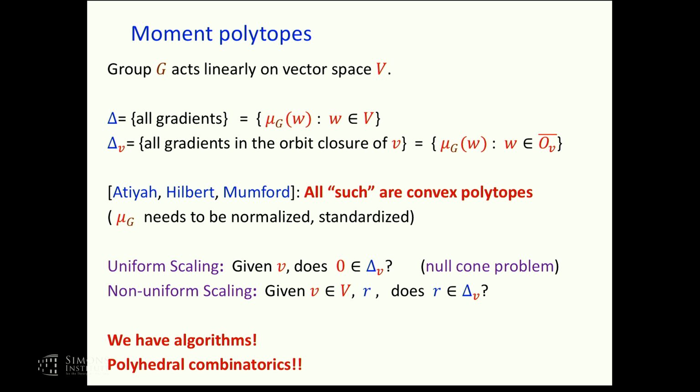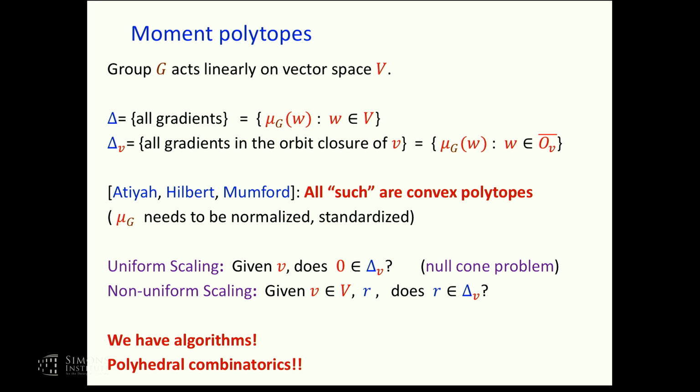It arises. So what we should be looking at, we looked at the gradient, and we asked when it was at 0. But in fact, let's look at all the gradients that arise. Right? At all points. So here are all the gradients. So that's called delta, the set of all gradients. So we look at all values of the moment map over all points in the space.